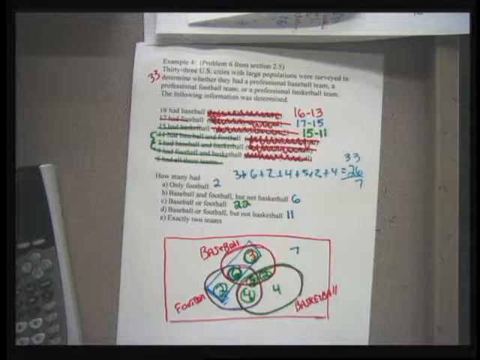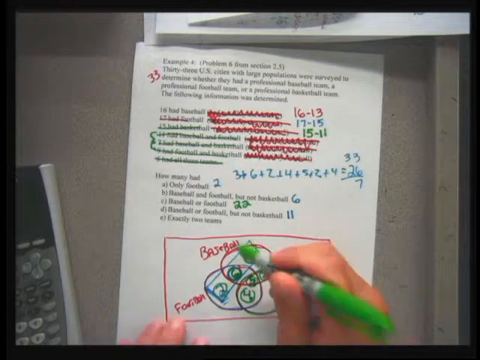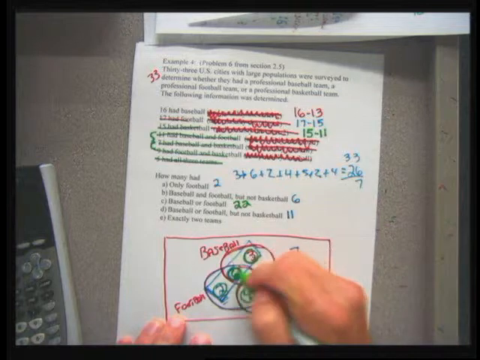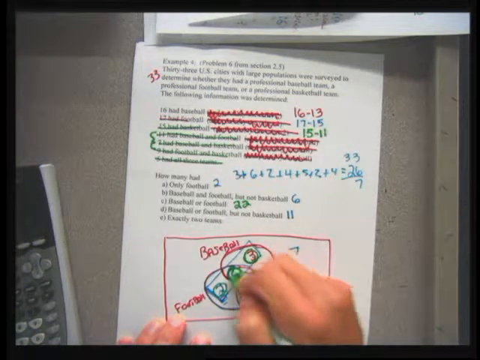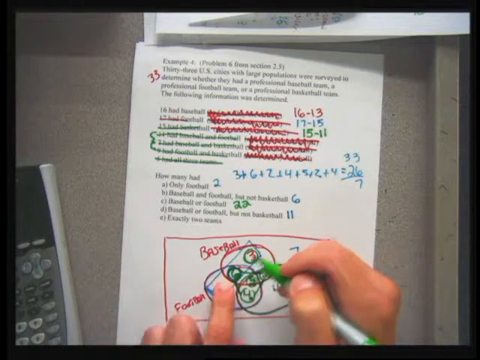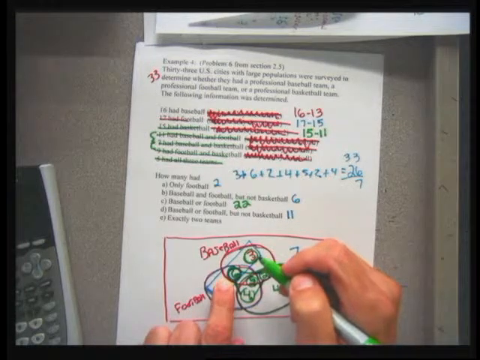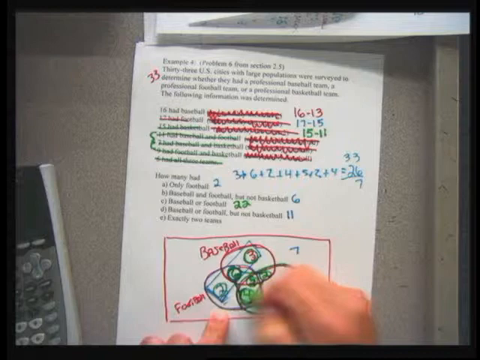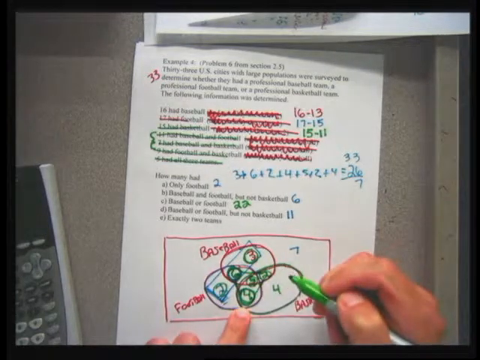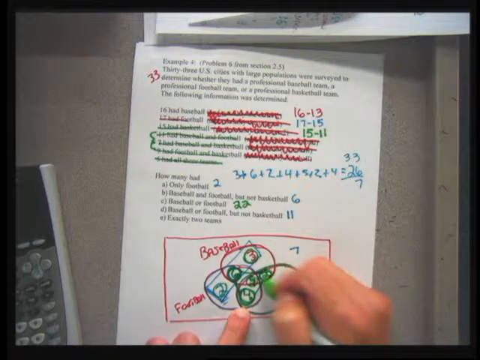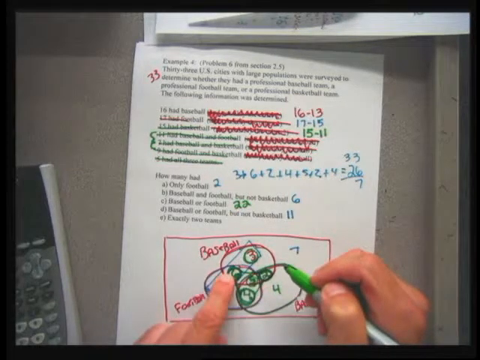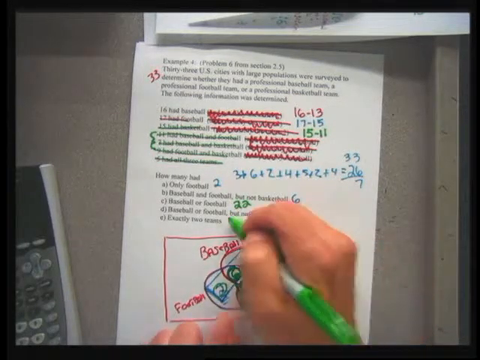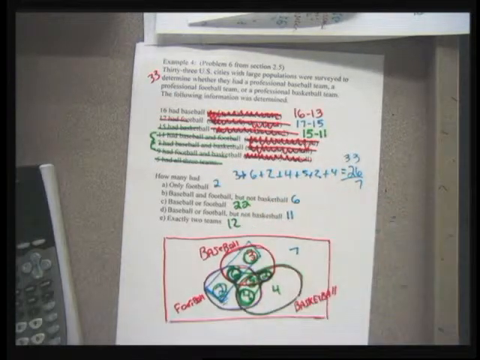And the last one is exactly 2 teams. The regions for that is these centers, these circles in the kind of the middle. These 6 that have exactly basketball and football, they have exactly 2 teams. These 4 that have only football and baseball have exactly 2 teams. And these 2 that have only baseball and basketball have exactly 2. So this 6 plus this 4 is 10, plus those 2 is 12. There's 12 cities that have exactly 2 teams.